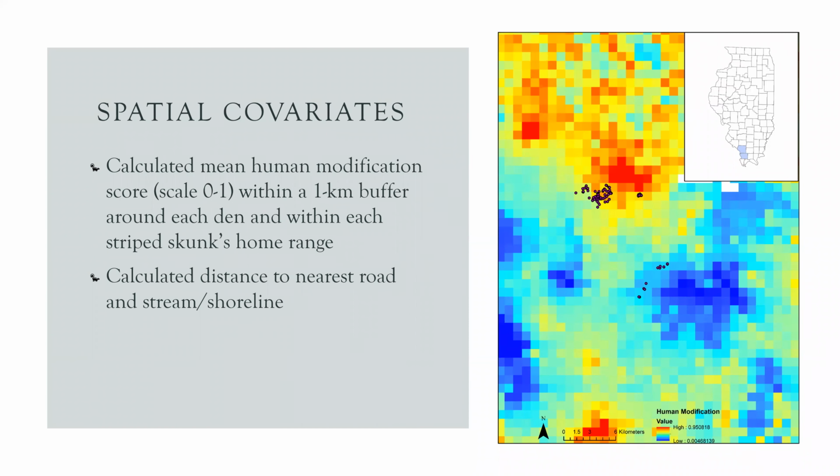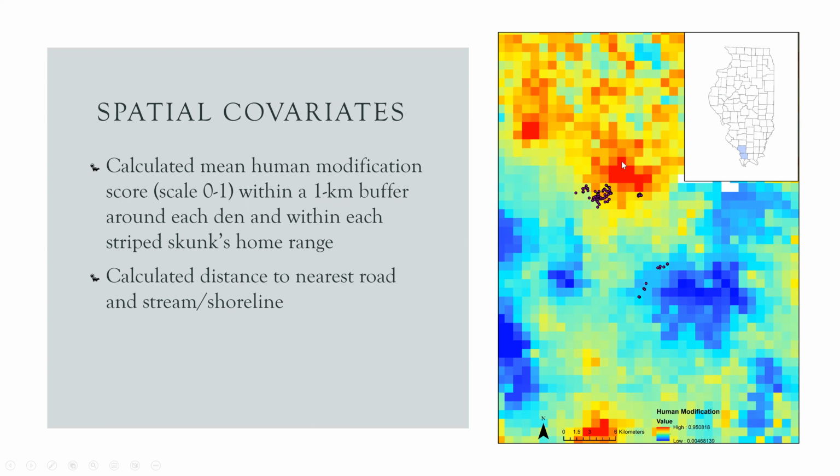I also incorporated some spatial covariates. So I calculated the mean human modification score on a scale of 0 to 1 within a 1 kilometer buffer around each den. That approximates an average home range for an individual striped skunk. And then I also calculated the mean human modification score within each striped skunk's home range. This is sort of what that looks like.